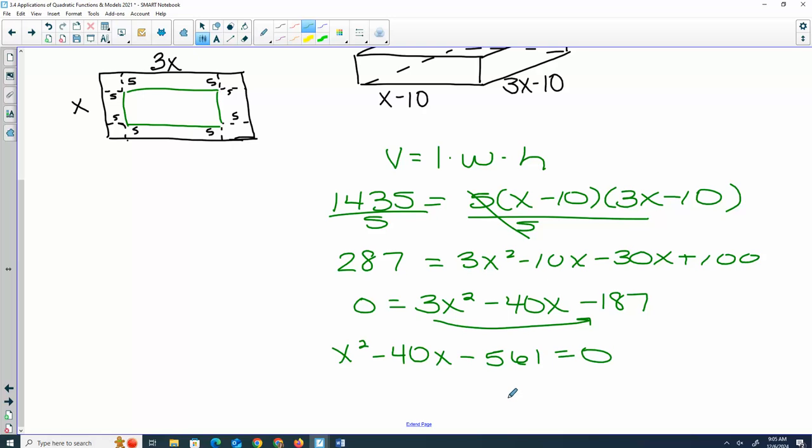Right. Find me a number that goes into that. We need two things that multiply to a negative 561 and add to a negative 40. 51 and 11. Negative 51.